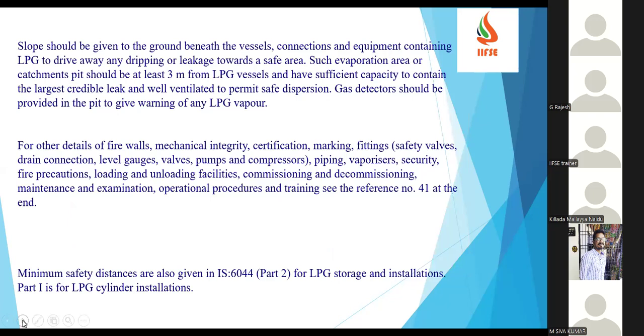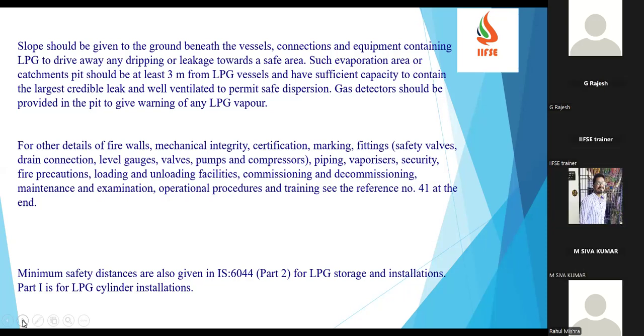And it is about the slope also, in a similar way as for chlorine. Here also we should concentrate that a slope should be given to the ground beneath the vessels and connecting equipment containing LPG, to drive away any dripping or leakage towards the safe area. Such an evaporation area or catchment pit should be at least 3 meters from the LPG vessels and of sufficient capacity to contain large credible leaks. So these catchment pits capture or contain any leakage that happens, like what we used to call secondary containments. Here we are naming them catchment pits.